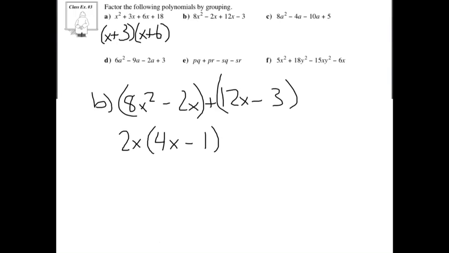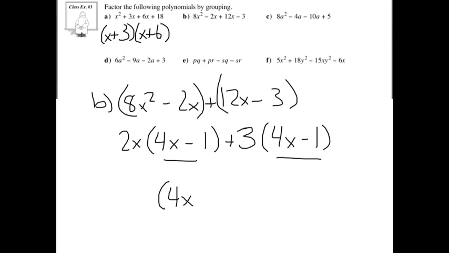In the next set of brackets, you've got 12x minus 3. What they have in common is a 3. Okay, so 12x divided by 3 is going to be 4x. Negative 3 divided by 3 is going to be negative 1. Okay, so what we have in common right now is 4x minus 1. So bring that out. 4x minus 1, and what we have left is that 2x and that 3. Put that in the other bracket.